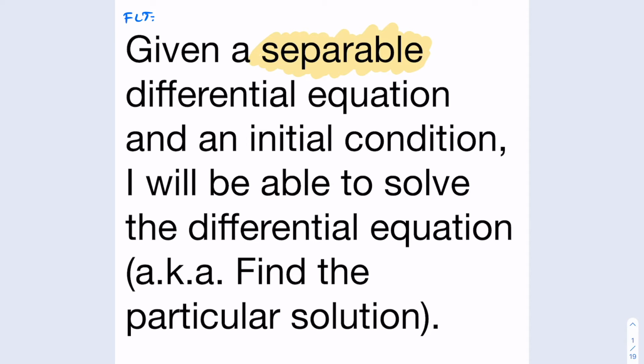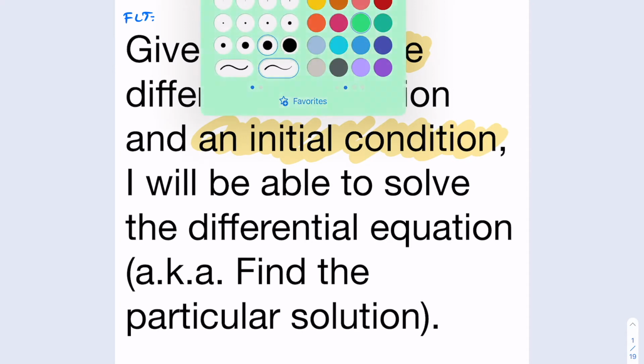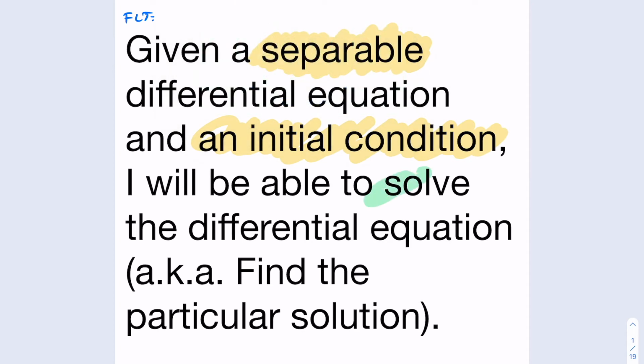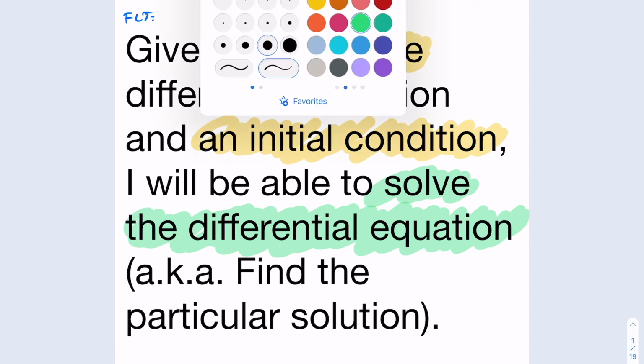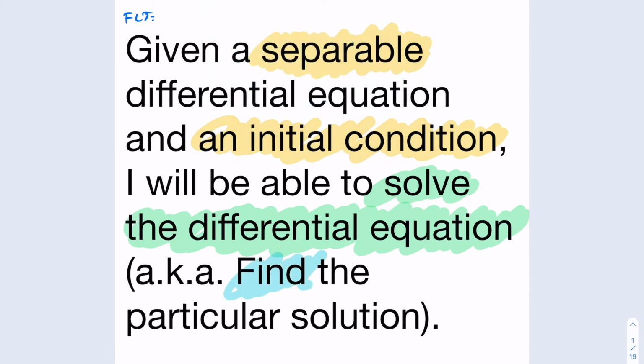So when you're given a separable differential equation, along with some type of initial condition, you're going to be able to solve the differential equation. And what I want you guys to understand is that when they ask you to solve the differential equation, they tend to use that phrasing, but on the AP exam, they also might switch it up to this phrasing right here: find the particular solution. Know that that means the same thing. Finding the particular solution and solving the differential equation is really the same thing.